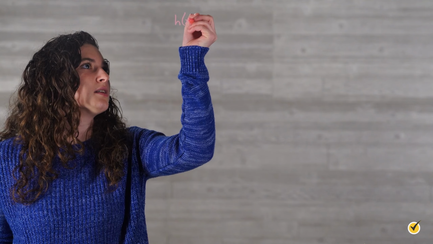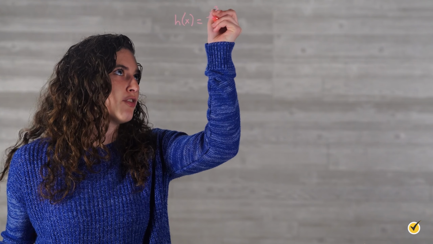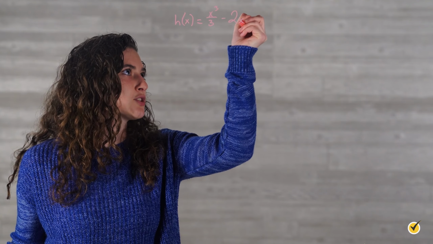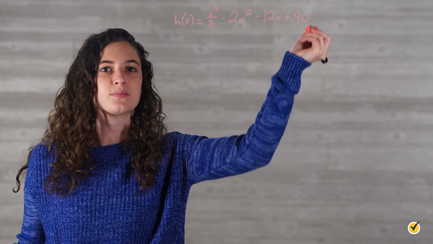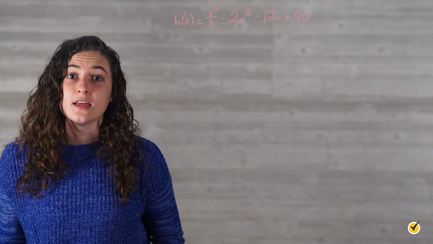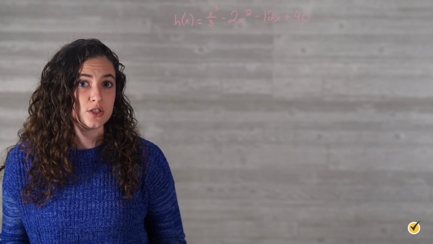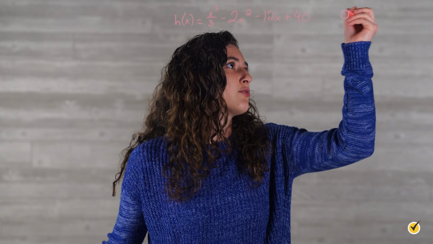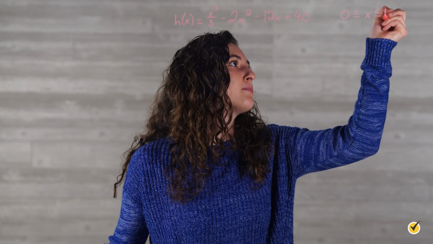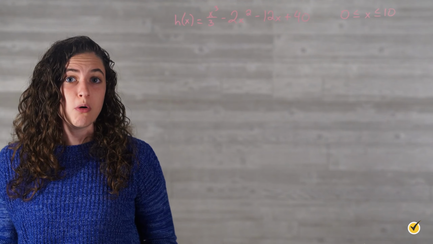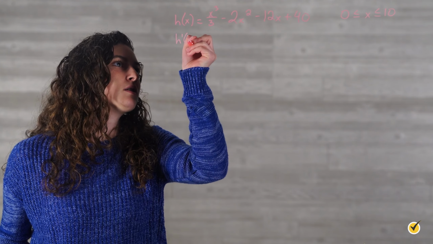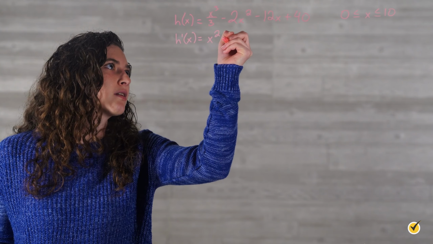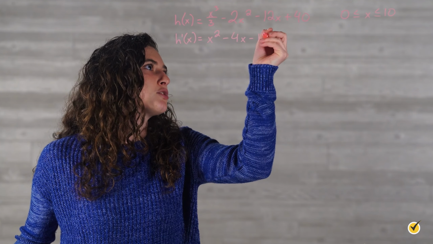Find any critical points for the function h of x is equal to x cubed over 3 minus 2x squared minus 12x plus 40. And then determine where the maximum of the function is within the domain x from 0 to 10. To locate critical points, we first need to take the derivative of h. So h prime of x will be equal to x squared minus 4x minus 12.